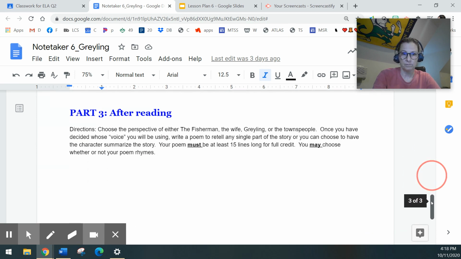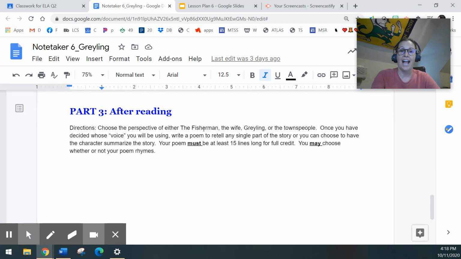Finally, on part 3, you know how much I love your poetry. I'm asking for you to choose the perspective or point of view of any of the characters that were in the story: the fisherman, the wife, Grayling, or even the townspeople. And you're going to write from that perspective. So if I'm the fisherman, I'm going to be saying, I found the seal, I brought it home to my wife, etc. You're using the voice of the character for your poem. You can choose to retell any single part of the story, or you can have the character summarize the story. Your poem must be at least 15 lines long, but you do get to choose whether or not you want it to rhyme. Okay, so that's the note taker.